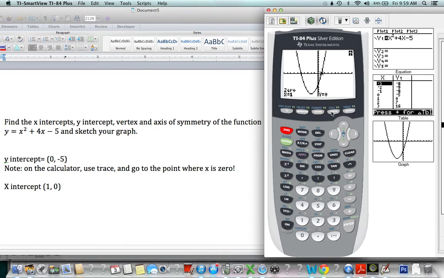So we go to second trace, 0, because that point is called a 0. It says left bound, and we need to go all the way to the left of the other x-intercept. Oh, there we go. So now the x-intercept that we're looking for is here, and we're to the left of it, so we're good. So we press enter, and then we can go to the right of that point, and we press enter, and then it says guess. So we go close to the point. That's close enough, and we press enter, and it gives us the other x-intercept, which is -5, 0.